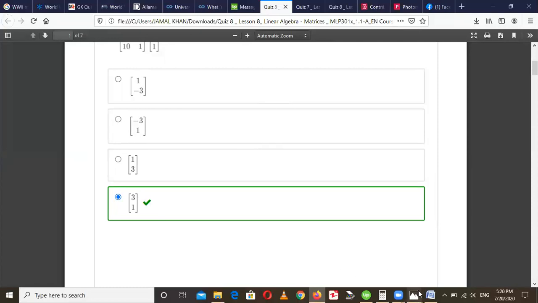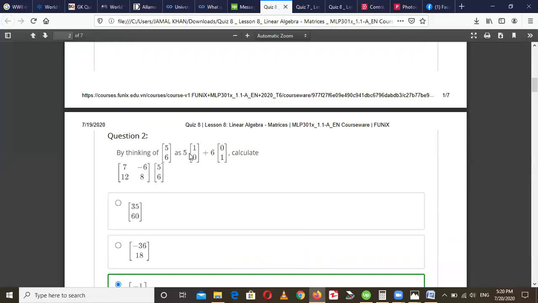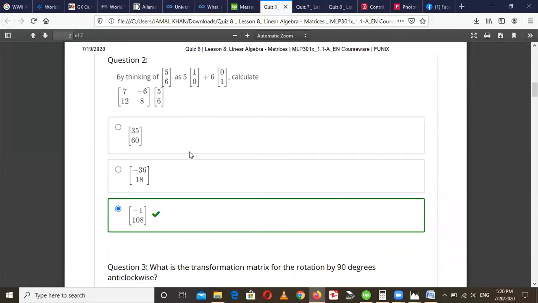Shall we proceed? Yes. Let me try question number 2. Yes, you should try this one. This is exactly the same as question 1. Please share your screen with me and solve it online.